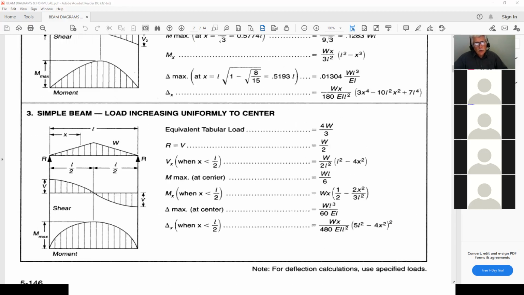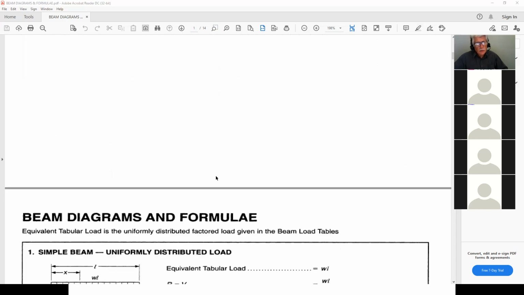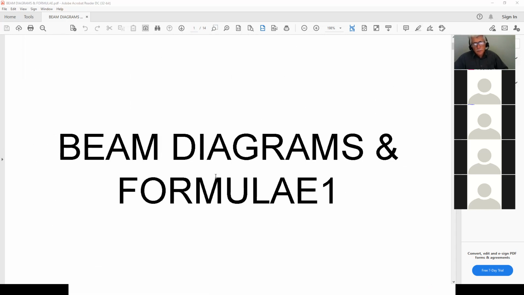This one I found was pretty decent because it gave you quite a few options. And there you go. You understand? So these are very, very useful.